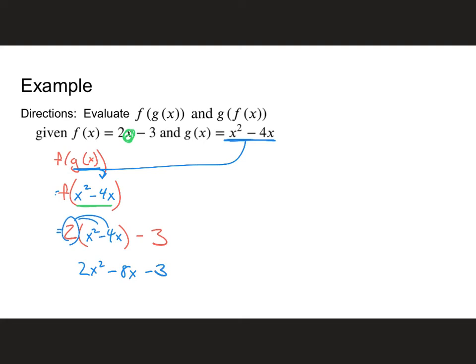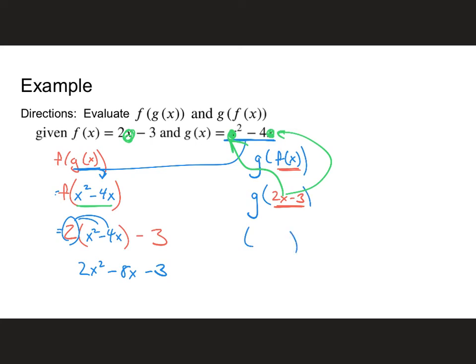All right, let's try that again. Let's do g of f of x, the second half of that part. Again, we're going to take function g and put f of x into function g, so 2x minus 3. So we're going to replace every x in function g with 2x minus 3. What's that mean? That means this x squared and this x, both of them will turn into 2x minus 3. So let's see here.